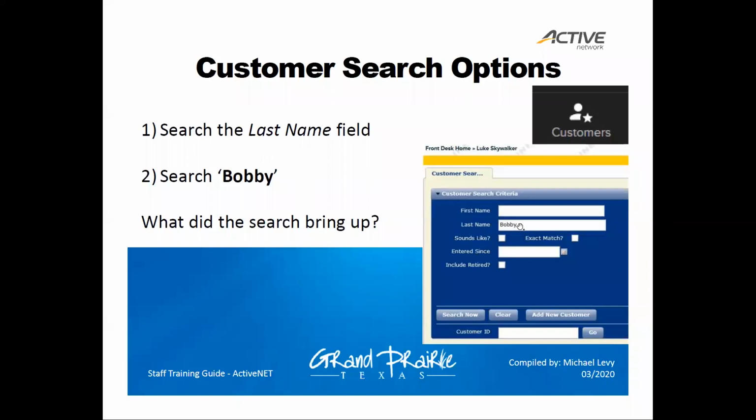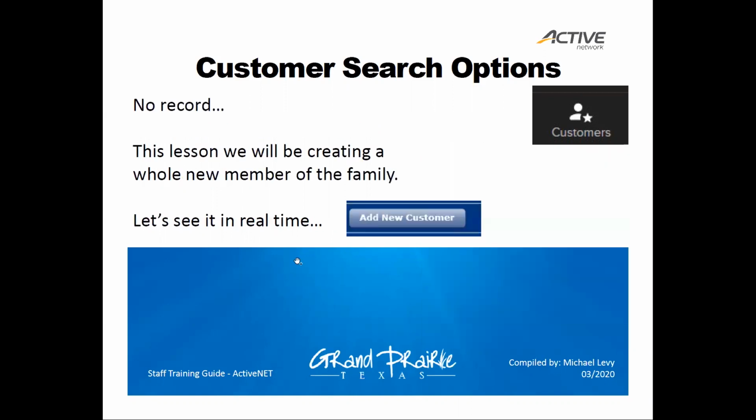So when we go into the last name field, we're going to put Bobby, the person I'm referring to as Ricky Bobby from Talladega Nights. We are going to use that as an example today. But when we search a last name, what is that? Well, in this case, there's not any record in there. So today we're going to have that lesson of creating a whole new member of the family for Ricky Bobby. And again, we will do that in real time in just a minute, adding a new customer.